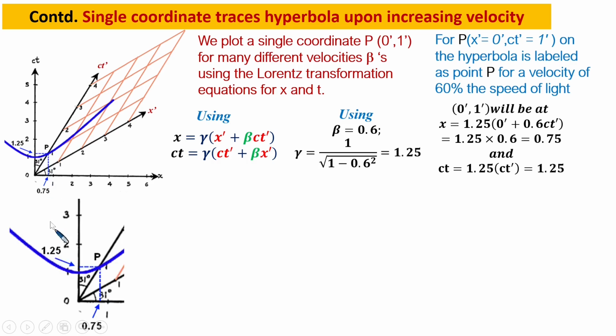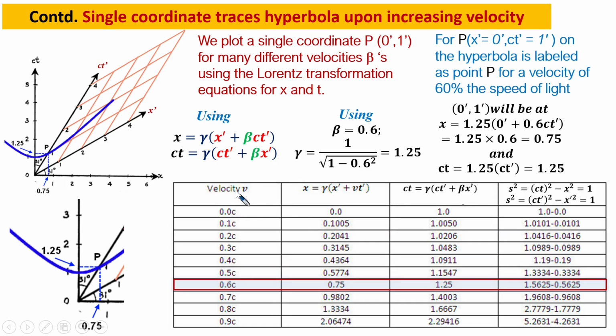This is a zoomed region of this one, 0.75 and 1.25. Here there is a table for different velocities, and the point P will trace this x and ct you will get. So this will trace this blue path.